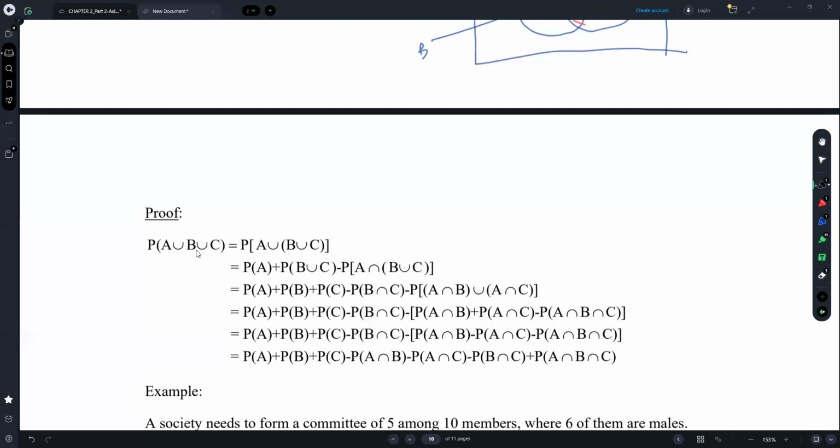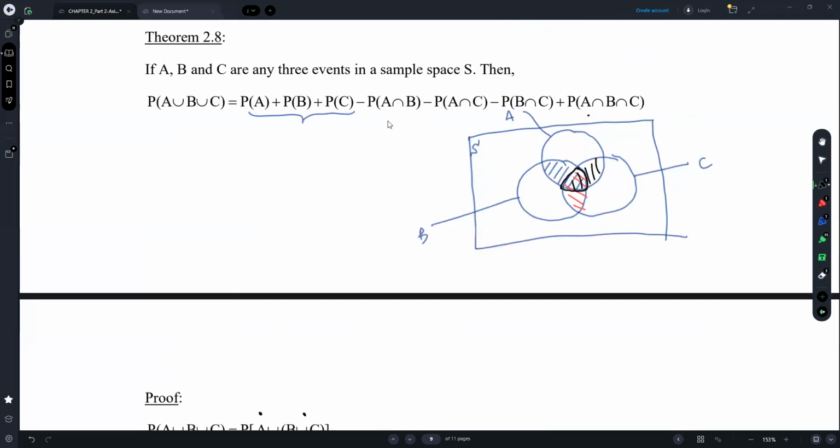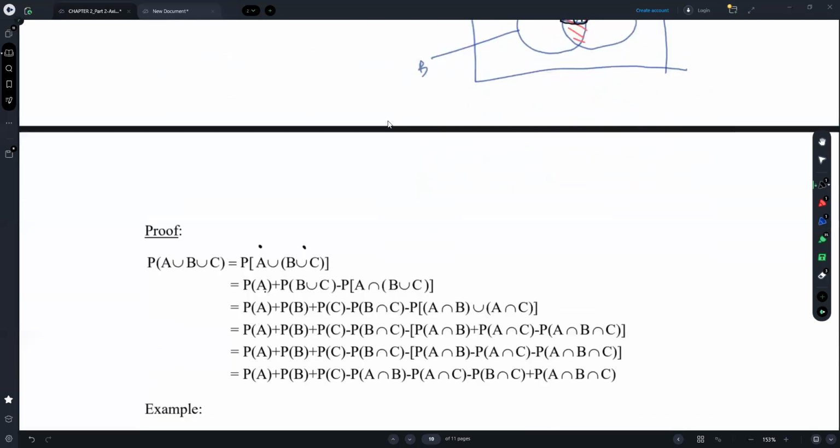By writing A union B union C as 2 events, this is 1 event, B union C, 1 event. So now this is like the addition rule for 2 events. So you have P(A) plus P(B union C), minus the probability of the intersection of A and B union C. Likewise, you continue, you do the same and then you distribute it. Then again, you apply the same thing again and again. At each step, you can end up with this generalized expression.